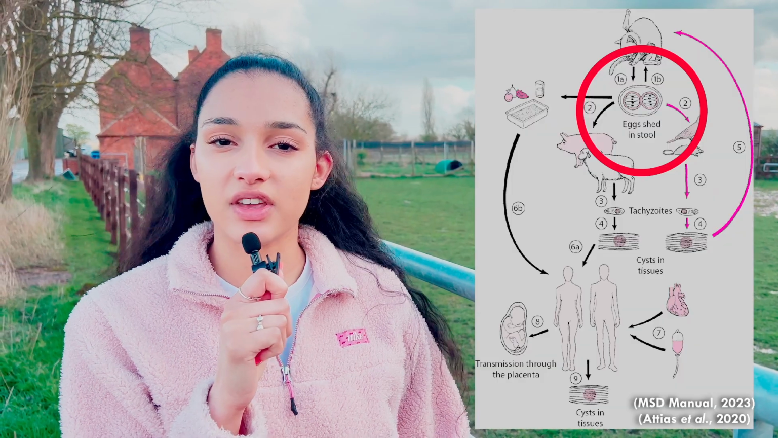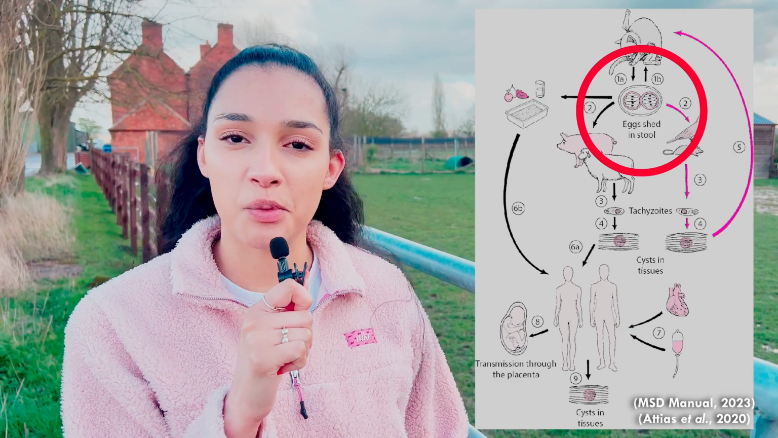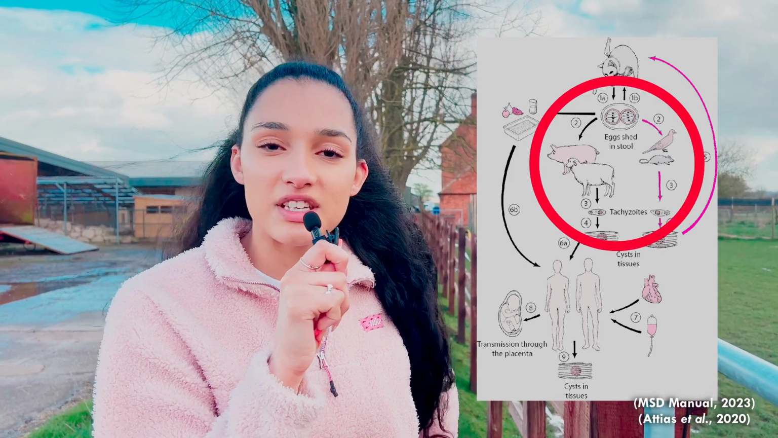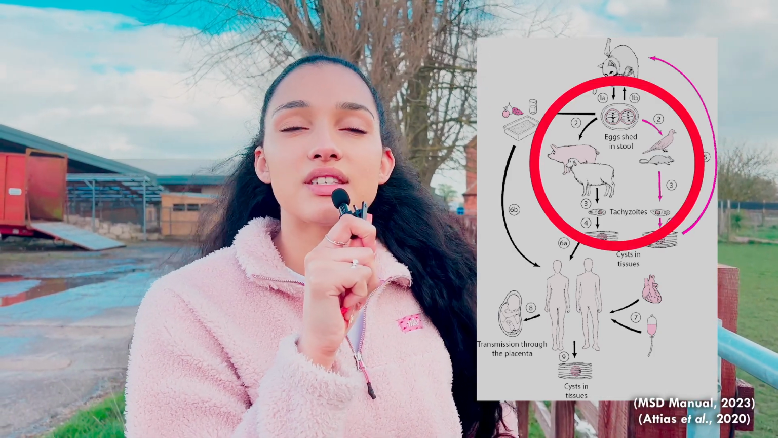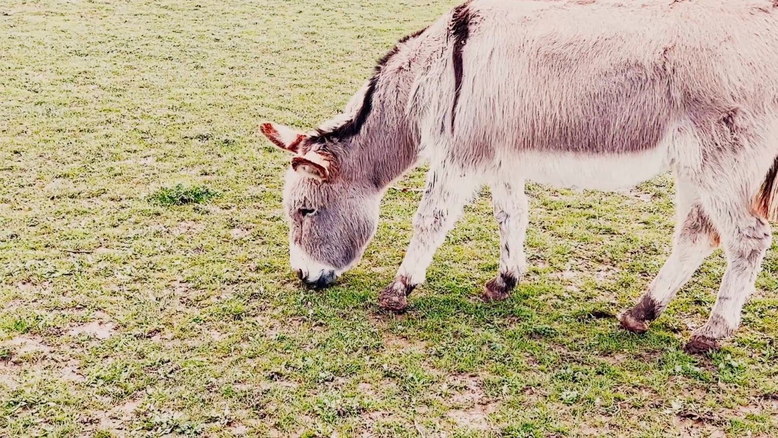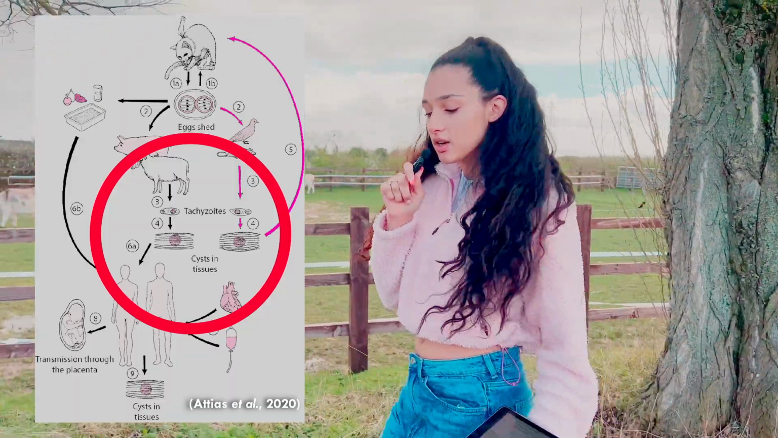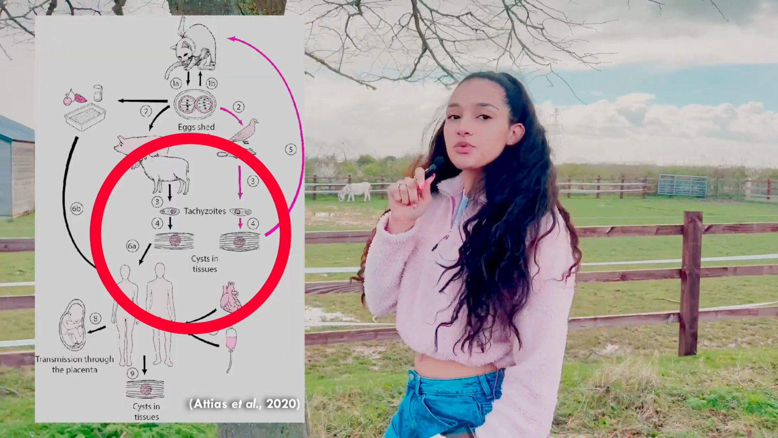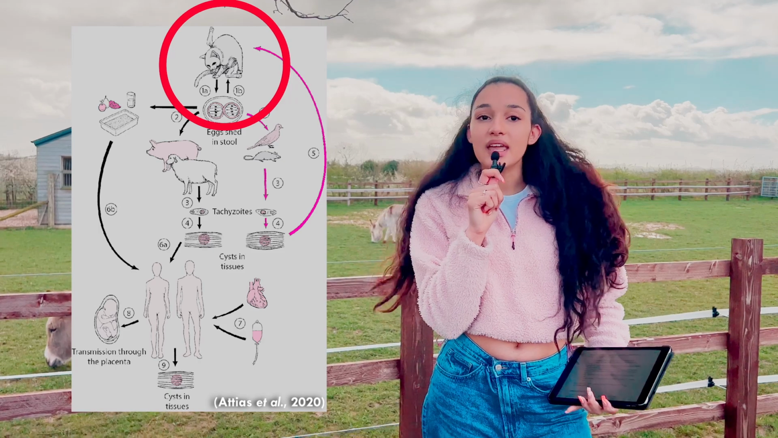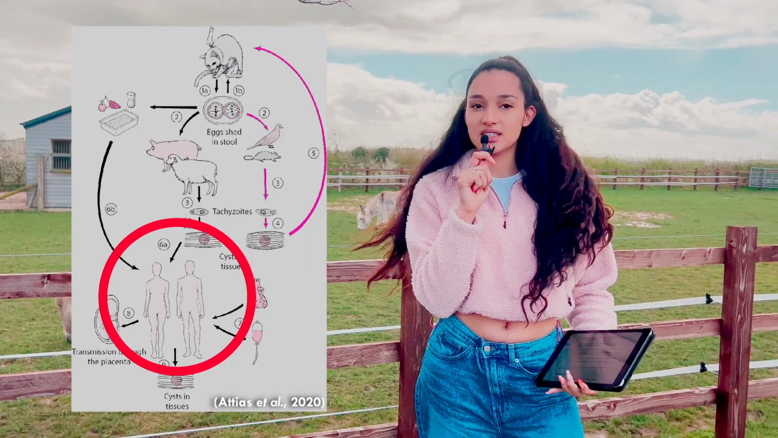Oocysts are passed in the cat's feces and then let out into the environment, where they mature for around 3 to 5 days, a process called sporulation, where they can then become infective. Rodents or other intermediate hosts can then ingest the oocysts from contaminated soil, water, or plant material. After ingestion, the oocysts release tachyzoites, which spread throughout the intermediate host's body, forming cysts within the muscle and the nerves. Cats can then become infected by consuming the meat containing cysts. Humans can also become infected by consuming undercooked meat containing cysts as well.